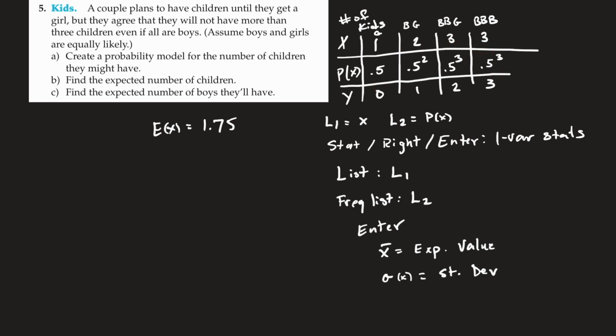So how we can go back and calculate this part, I'm going to do L1 as my Y values, and I'm going to keep L2 the same as my probabilities, right? So I'm going to go back in there and recalculate that. You're going to find the expected value for the number of boys, that is the expected value for Y, is 0.875. That's what I was getting from there. And that's how you'd find those two problems.